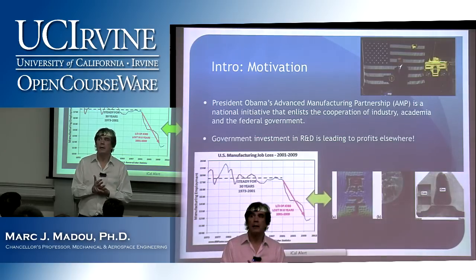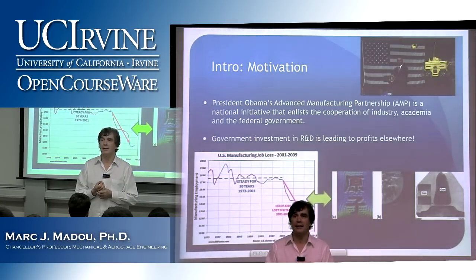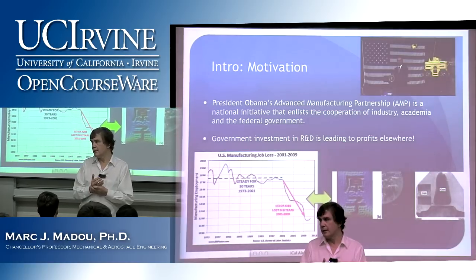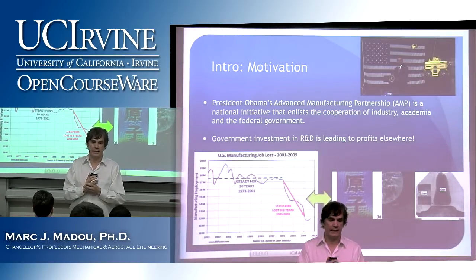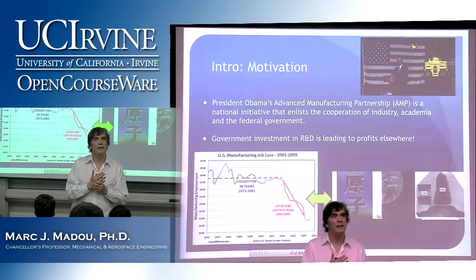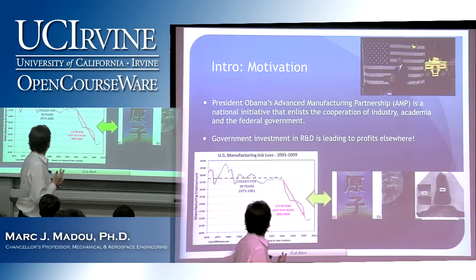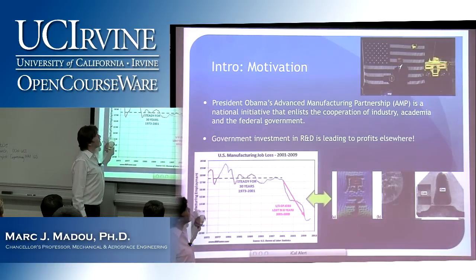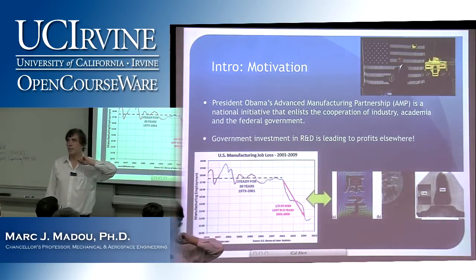And so he's trying to get $1 billion, but there's a certain party that does not give it to him, to set up 15 such institutes throughout the United States. UC Irvine is trying to get one of these institutes to work on these things. And this point I already made, government investment in R&D is leading to profits elsewhere.